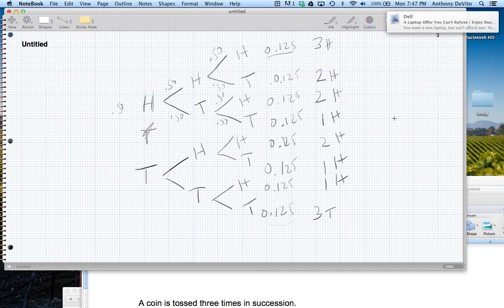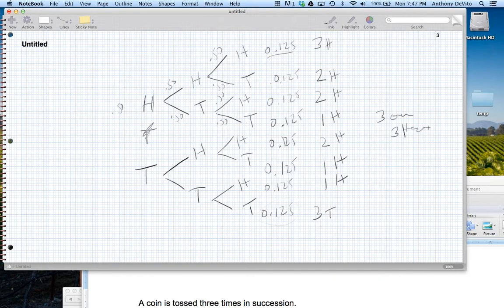Okay, so what's the probability of tossing 3 coins and getting 2 heads? Well, where does that occur? It can occur here, it can occur here, it can occur here. So it's a 1 in 8 chance, 1 in 8 chance, 1 in 8 chance, so it's a 3 out of 8 chance, where the probability is 0.375. Well, how do I know I can add all these together?